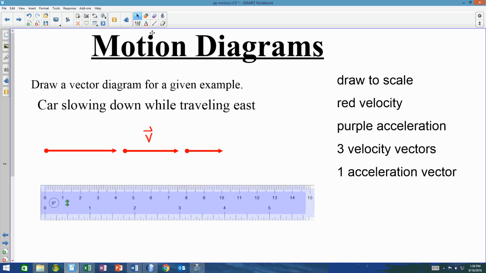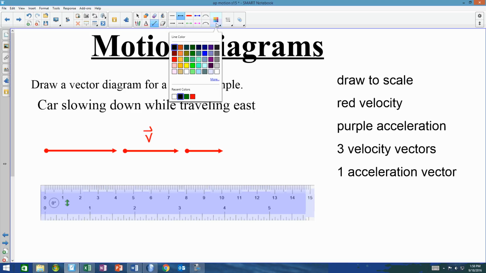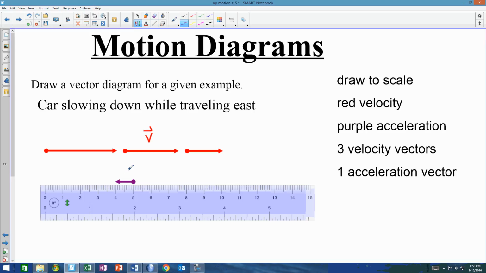Now what I'm going to do is draw my acceleration vector. Notice that this is shorter than this. We define acceleration as final minus initial. Final minus initial is going to give me a negative number. And that means that I'm going to draw my acceleration vector going in the opposite direction. And how long should I make it? I'm going to make it 1 centimeter because that's the amount I decrease for every time interval. Okay, and so when I write acceleration, I'm going to write it in purple.